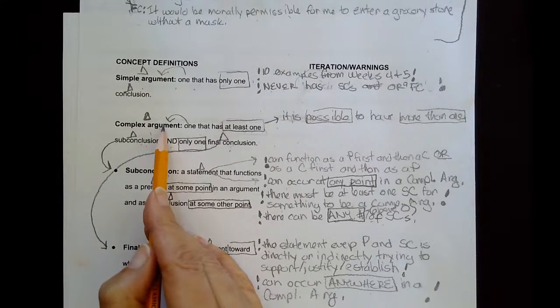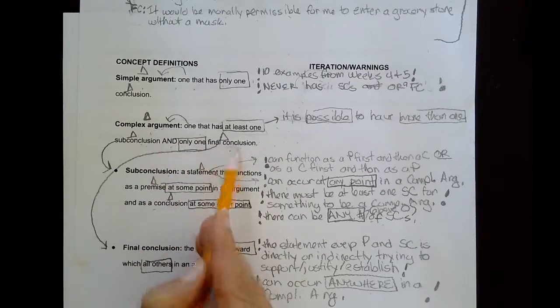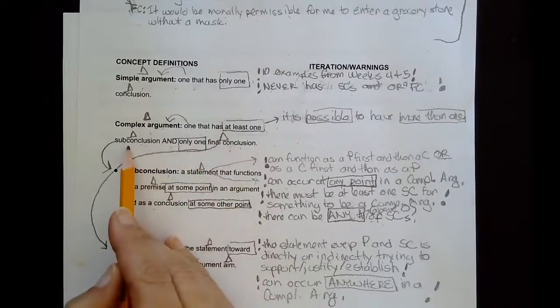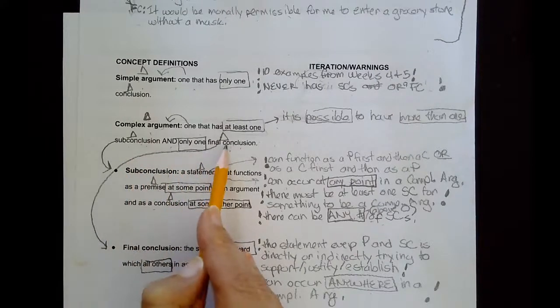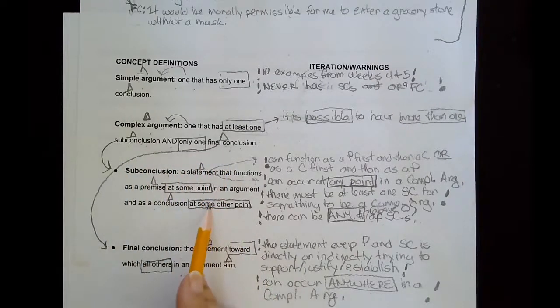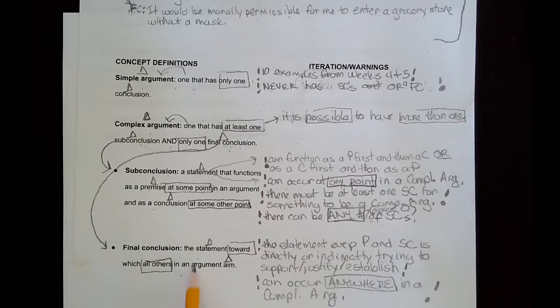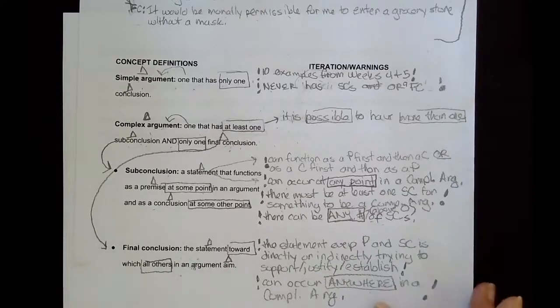A complex argument, by definition, will have at least 2 conclusions, one being a subconclusion and one being a final conclusion. That subconclusion could occur anywhere in the argument, and the final conclusion could occur anywhere in the argument. I know that it's kind of like the main point and the one towards which all others aim, okay?